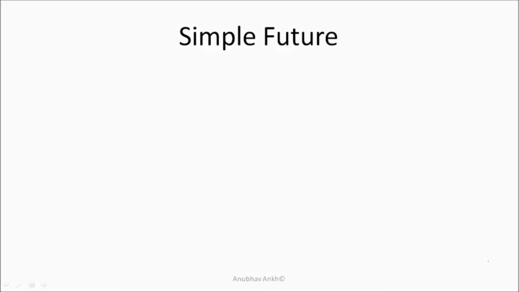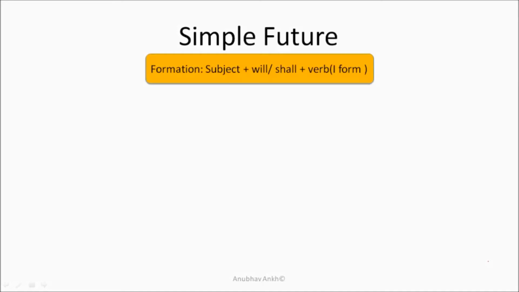We will now see where we use simple future tense. The formation of sentences: subject plus will/shall plus first form of the verb. Let me tell you, shall has now mostly gone out of fashion. So most of the time we use will. Clear? Before, shall was used with I and we, and will was used with other subjects. But now most of the time we use will, and many of the books have totally omitted shall, but we will be studying them for our knowledge.